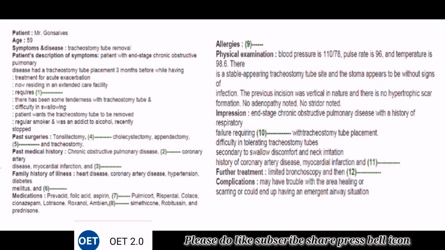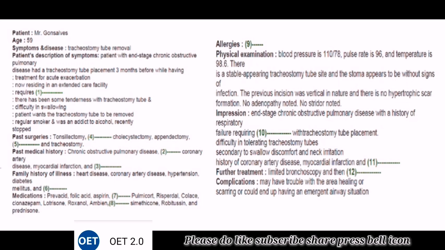Hello, doctor. Good morning. Good morning. Please be seated. May I know your health problem? Well, doctor, I am a patient with end-stage chronic obstructive pulmonary disease, and I had a tracheostomy tube placement 3 months ago. I underwent treatment for acute exacerbation of the disease. Now I am residing in an extended care facility with a capped tracheostomy tube. I need persistent oxygen administration, and there has been some tenderness with the tracheostomy tube and difficulty in swallowing. I want it to be removed.